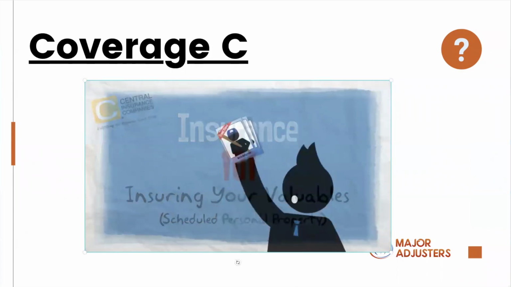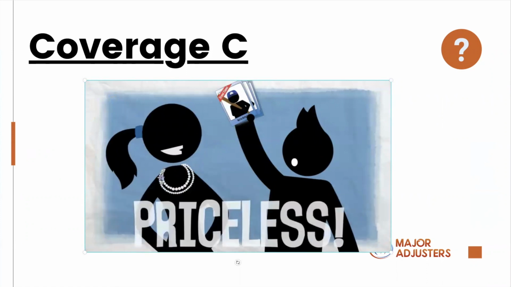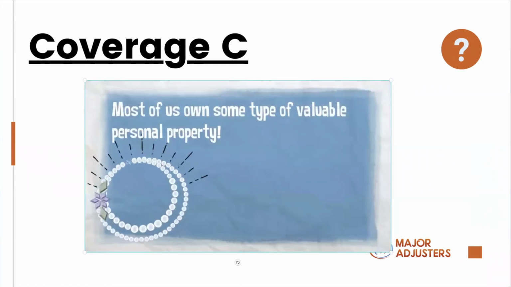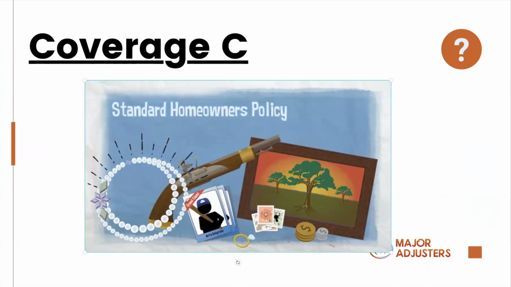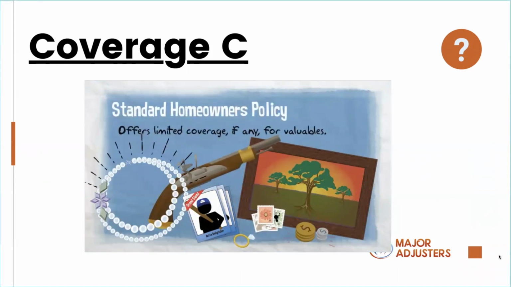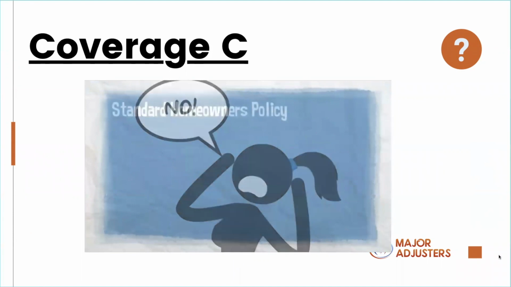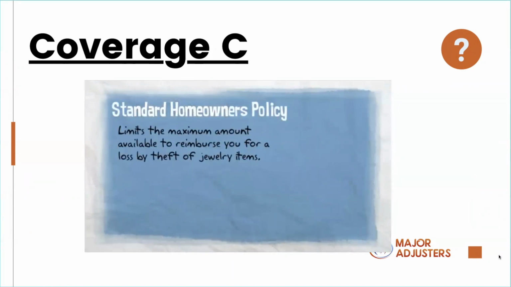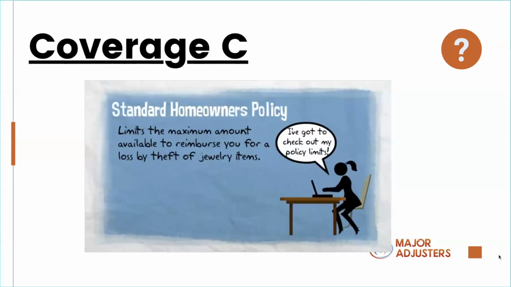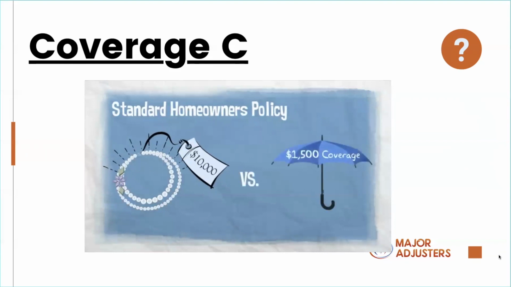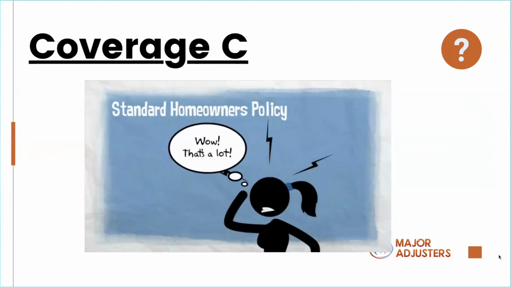Whether it's a collection of baseball cards or your grandmother's pearl necklace, your possessions are priceless to you. Most of us own some type of valuable personal property. However, your standard homeowner's policy offers only limited coverage, if any, for the protection of these valuables. For example, let's assume that heirloom pearl necklace is stolen. A standard homeowner's policy limits the maximum amount available to reimburse you for a loss by theft of jewelry items. In fact, the standard homeowner's policy only pays up to $1,500 in coverage, and that's not even considering any policy deductible you would have to pay. If the necklace was valued at $10,000, you're going to be underinsured by several $1,000s.